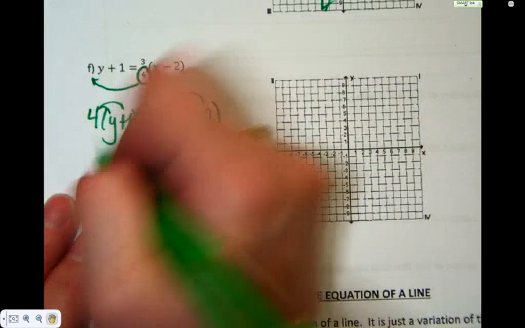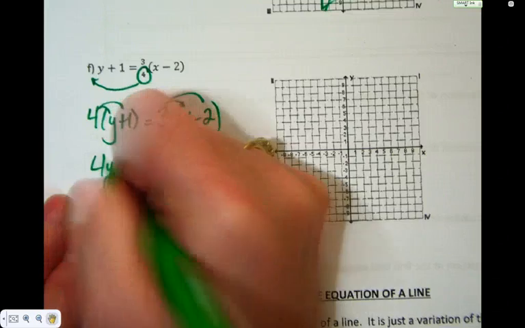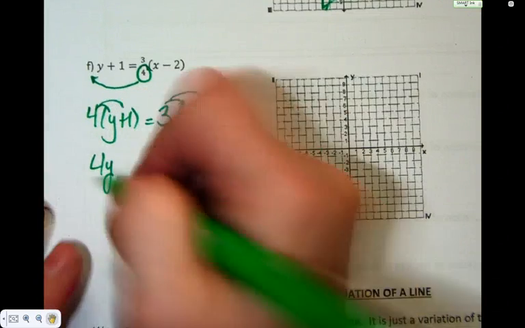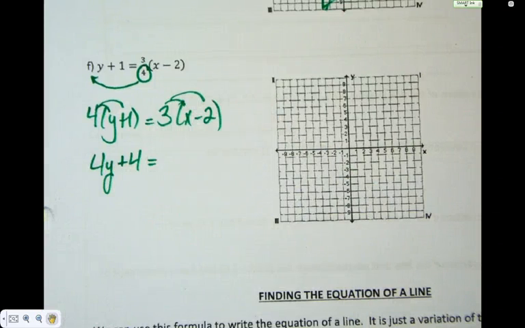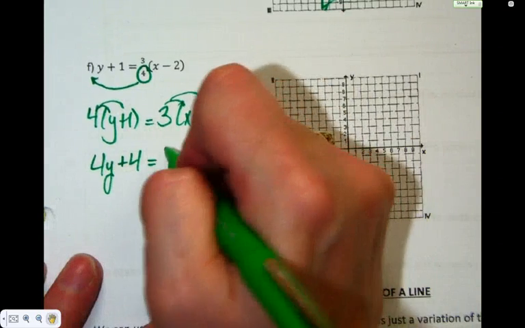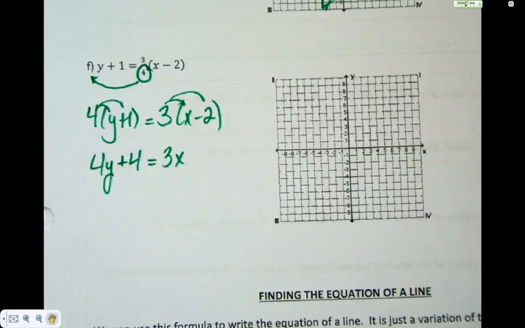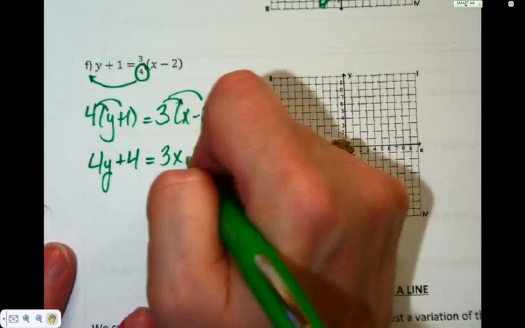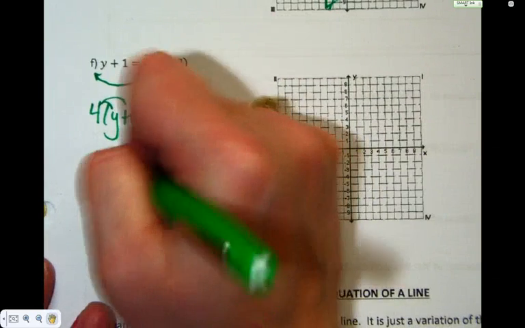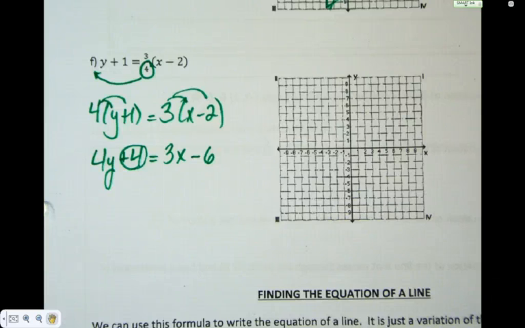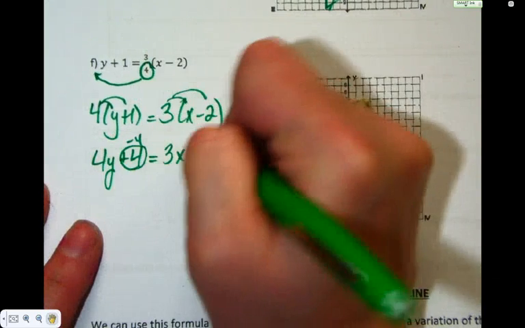4 times y. 4 times 1. 3 times x. 3 times negative 2. The next thing I'm going to get rid of is this plus 4, just like we got rid of all the numbers in the other steps. So what's the opposite of adding 4? Subtracting 4.